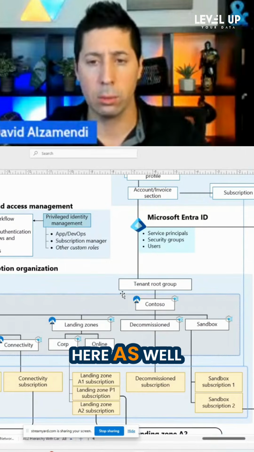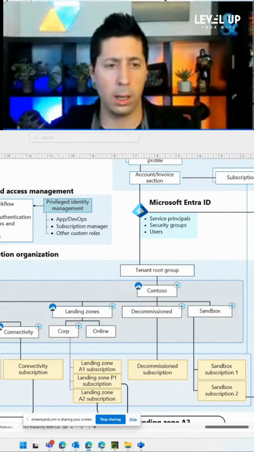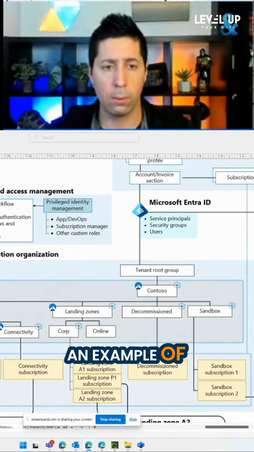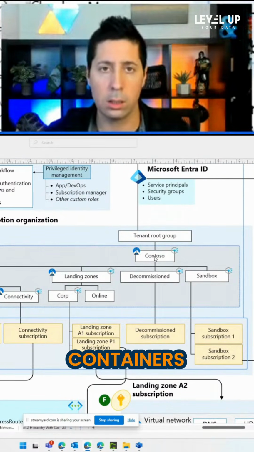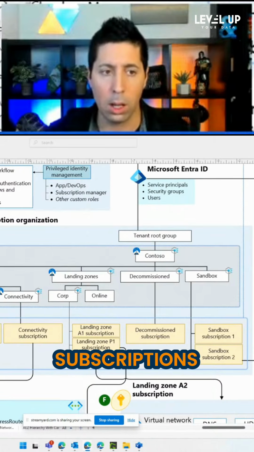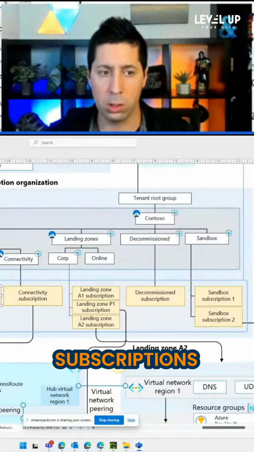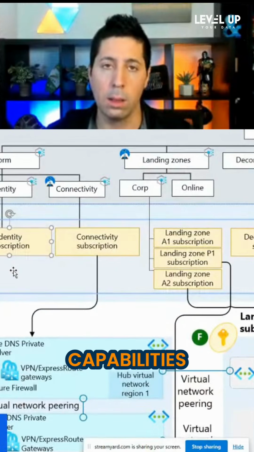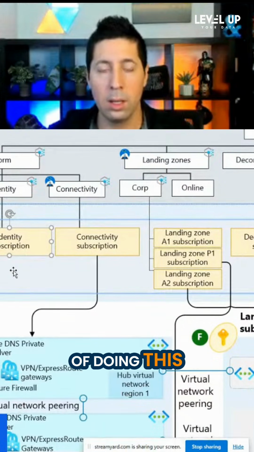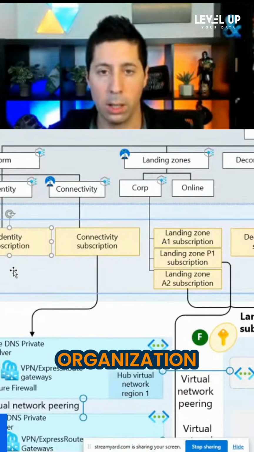You can see here as well that we have an example of having different management groups, which are logical containers of different subscriptions. And then within each subscription, basically, you're going to assign different capabilities. There are many ways of doing this. You have to find the right way for your organization.